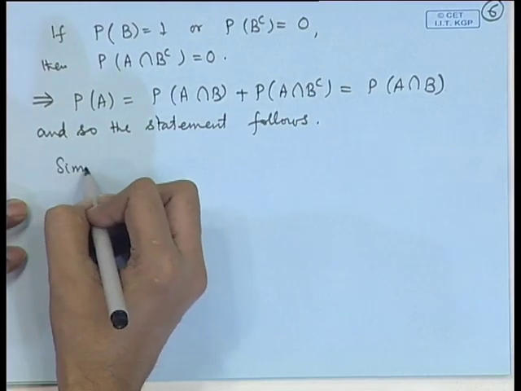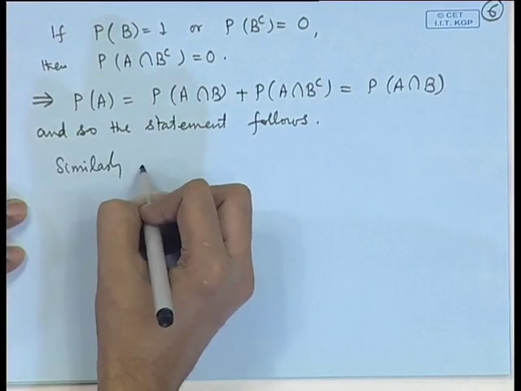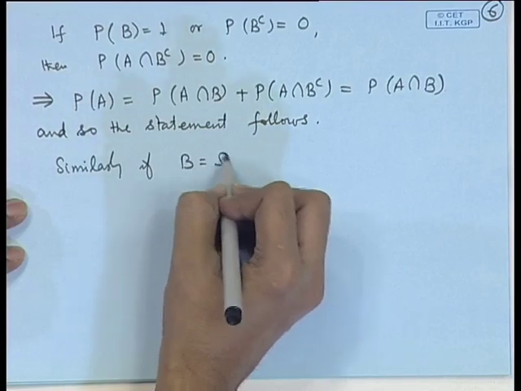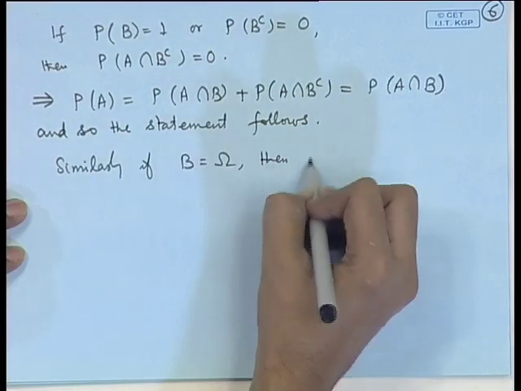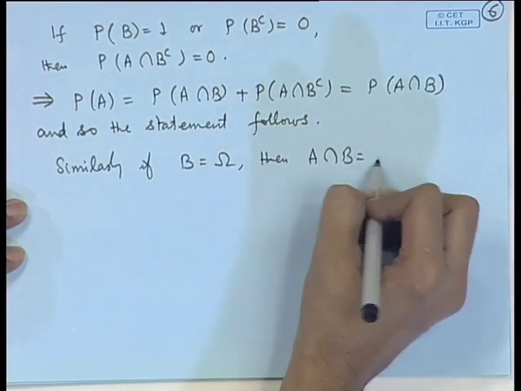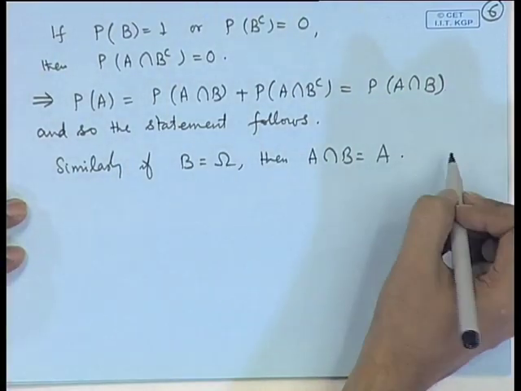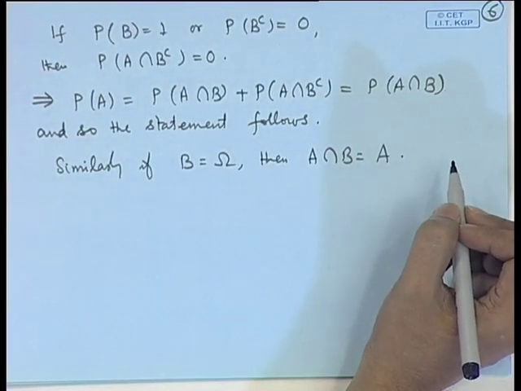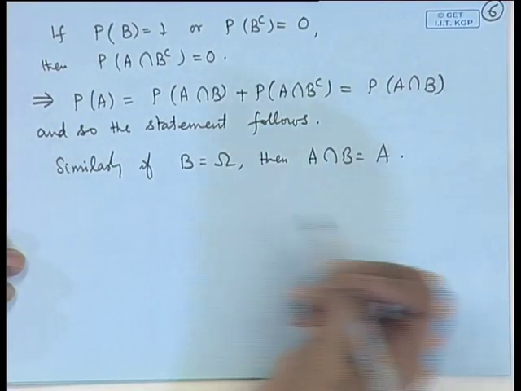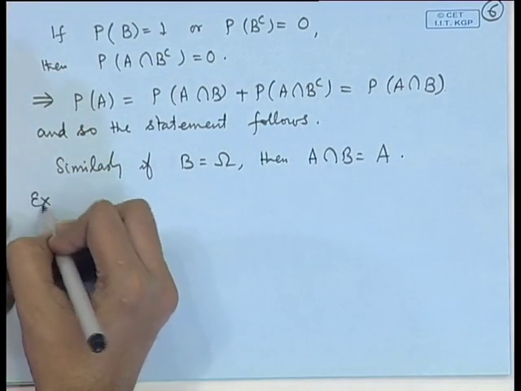Similarly, if we are saying that B is omega, then A intersection B is simply A, and the statement is true. So, let me give an example here.